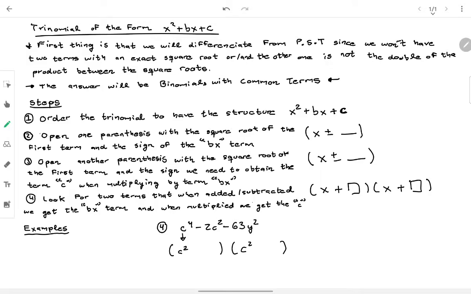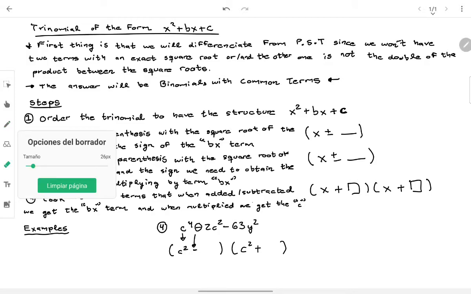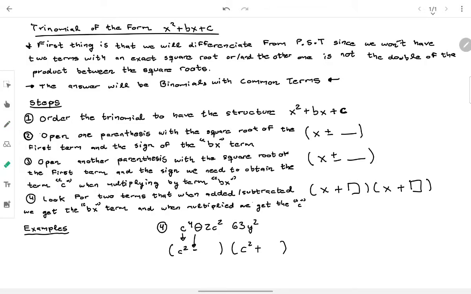Of course, it's not a perfect square trinomial because 63 doesn't have an exact square root. Then it's going to be this sign on the first parenthesis. Remember, minus to become minus, we need a plus here. Then we need to look for two numbers that when they get... Sorry, here I forgot a little bit. Here I must need a y and minus 63.